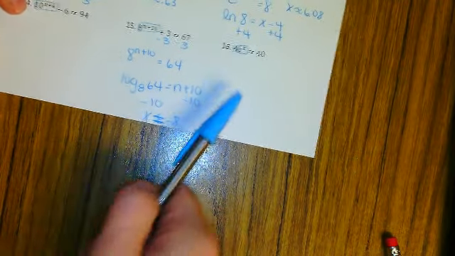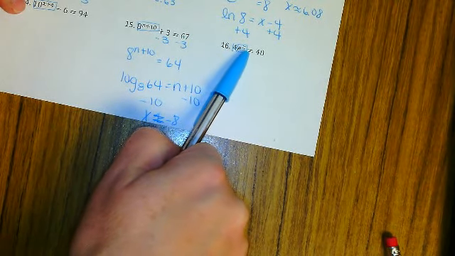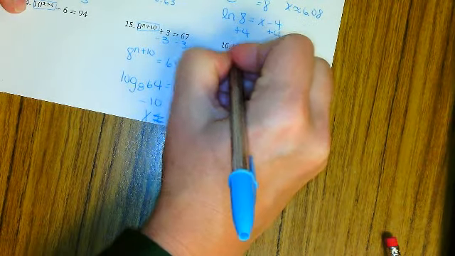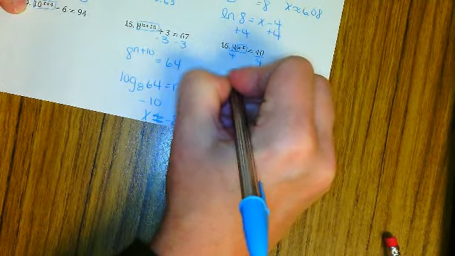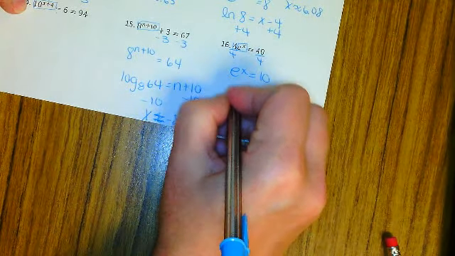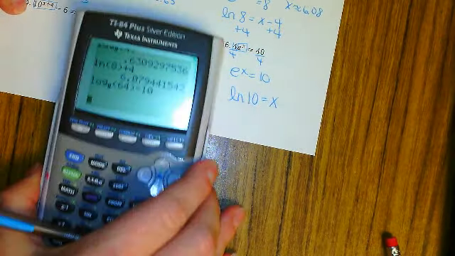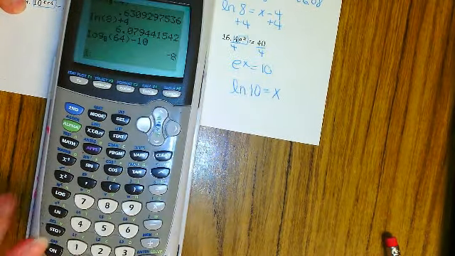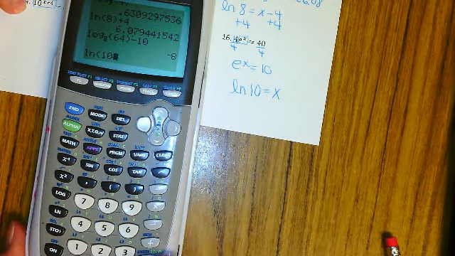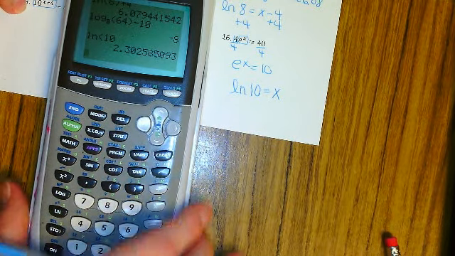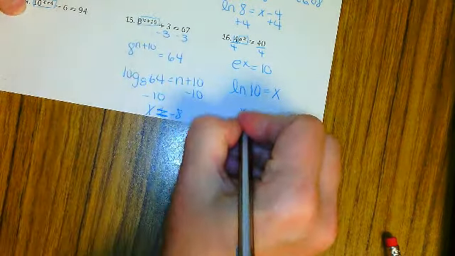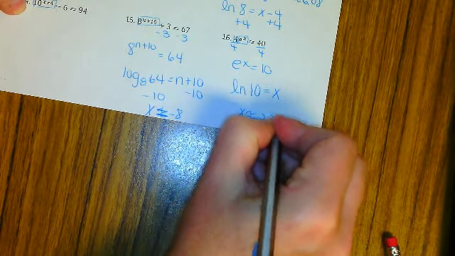Okay, on this one here, you'll notice that I don't have my base and my exponent by themselves quite yet. So I'm going to divide by 4. Divide by 4. That gives me e to the power of x equals 10. And again, the base stays the base, and the other switch place. And if I do the natural log of 10, I get about 2.30. So x is approximately 2.30.